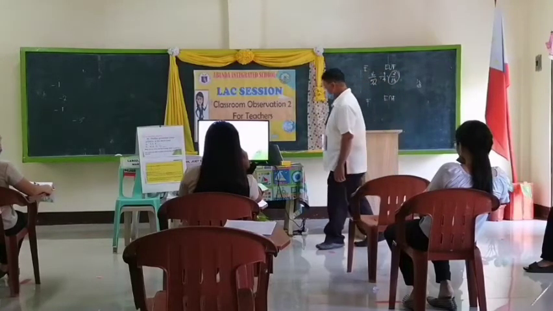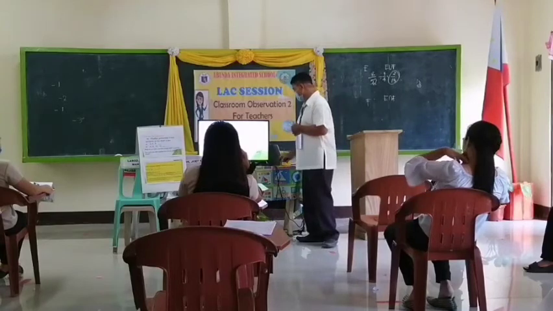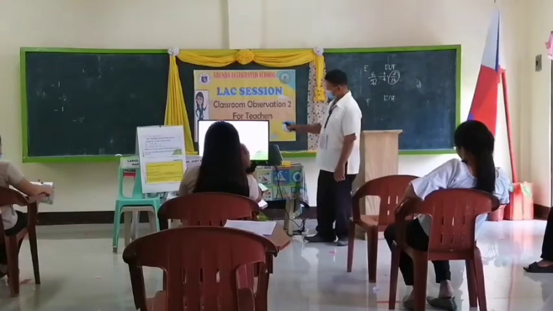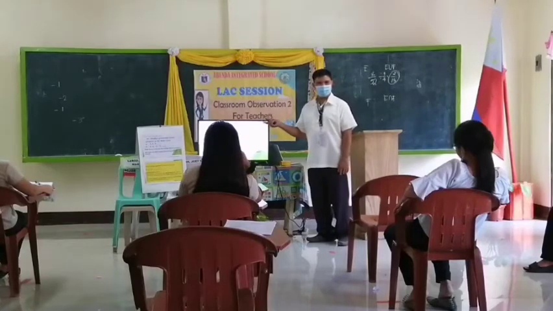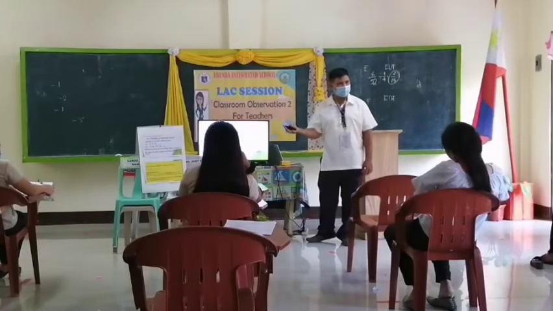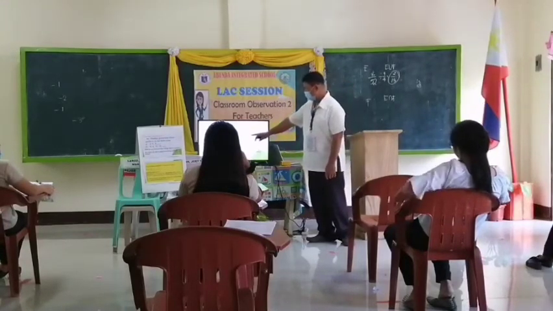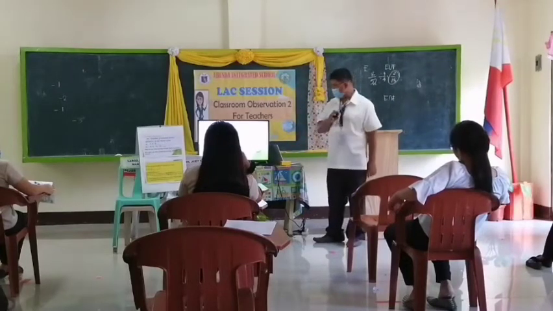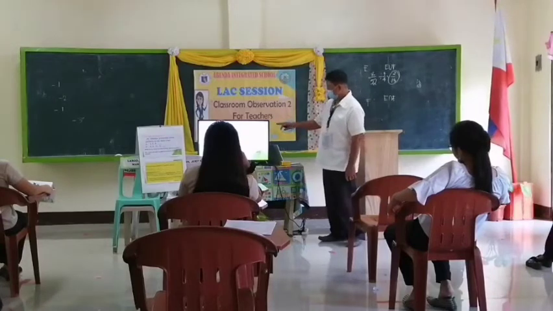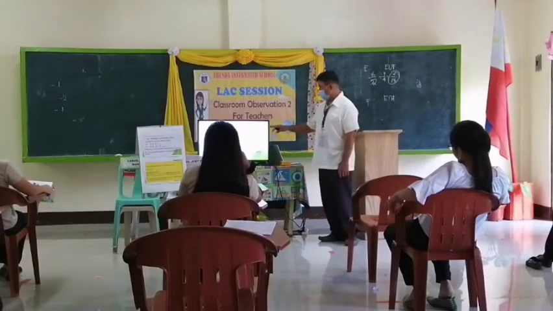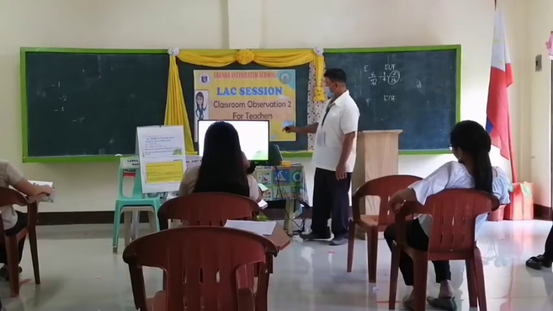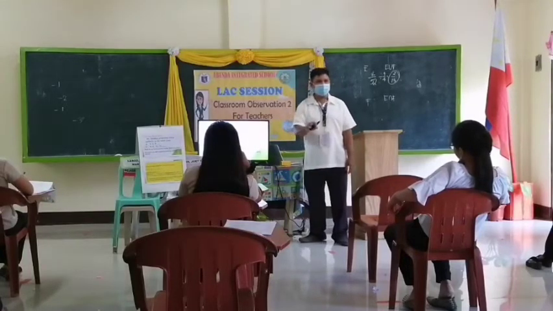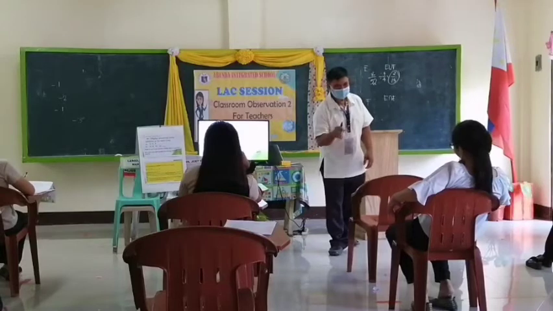Now, what do you think are the missing terms of A and B? In letter A, 3, 6, 9, by skip counting by 3, the missing term is 12. And in letter B, 4, 8, 12, 16, what will be the next? 20, because it is skip counting by 4.